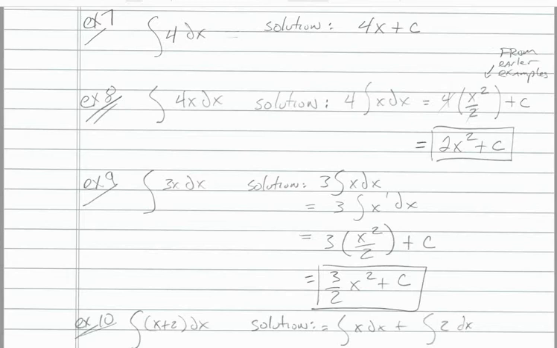Now if we take that 2x squared plus c and take the derivative of it, we end up with 4x. As we can see, we're going back and forth between derivatives and integrals.